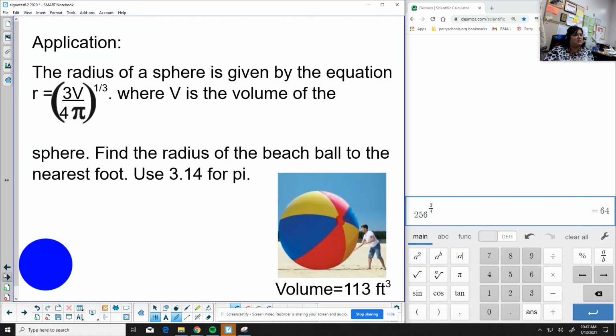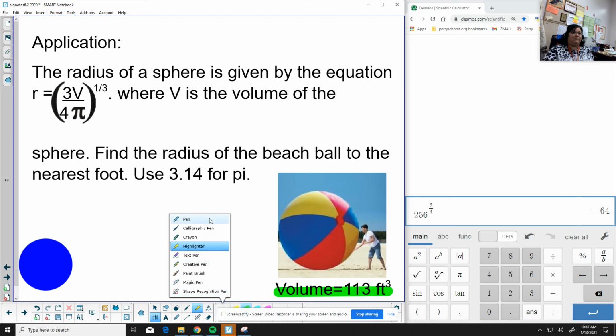All right, here's an application. It says the radius of the sphere is given by this equation, where V is the volume of the sphere. Find the radius of the beach ball to the nearest foot. Use 3.14 for pi. And it says here that the volume is 113 feet. So we're looking for R. So we're going to plug what we know and see what we come up with here.